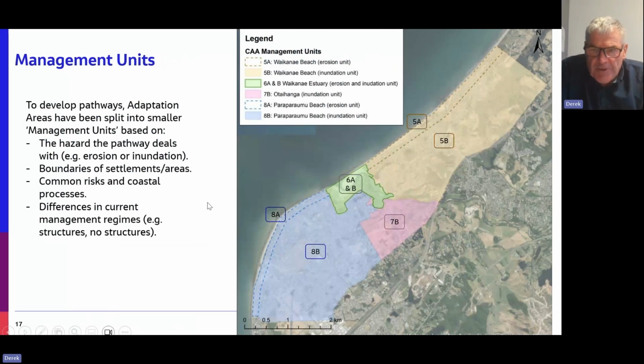As we can see, we've got a Waitanai Beach coastal erosion component and a Paraparaumu coastal erosion component, because the pathways dealing with coastal erosion, and how we manage it, will be different compared to those that deal with inundation, which are these much larger areas in behind. And we have this special unit around the mouth of the Waitanai River, where inundation and erosion of those stream banks are linked, and an area of just inundation in behind. So there are something like 22 management units falling out of the 5 adaptation areas.